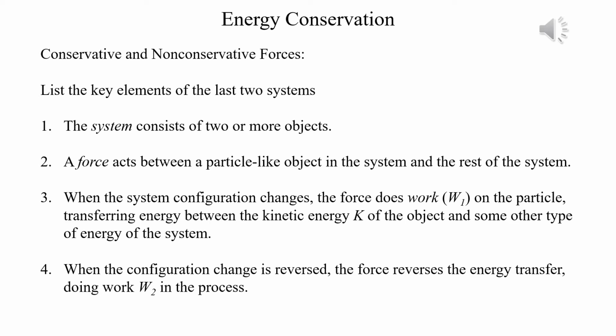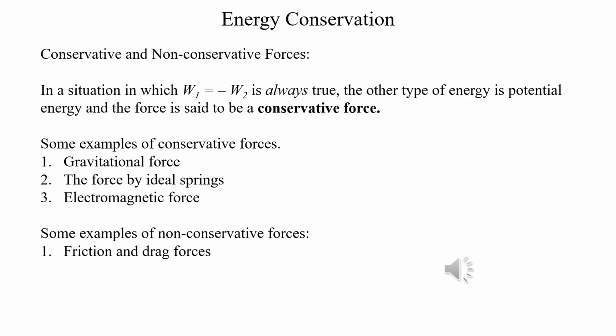Then on the way back down, that energy transfer from potential back to kinetic, the gravitational force did work W2, transferring that energy from potential to kinetic as it comes back down. All right, so when we have a situation in which W1 equals the negative W2 is always true, then the other type of energy is potential energy, and the force is said to be a conservative force.